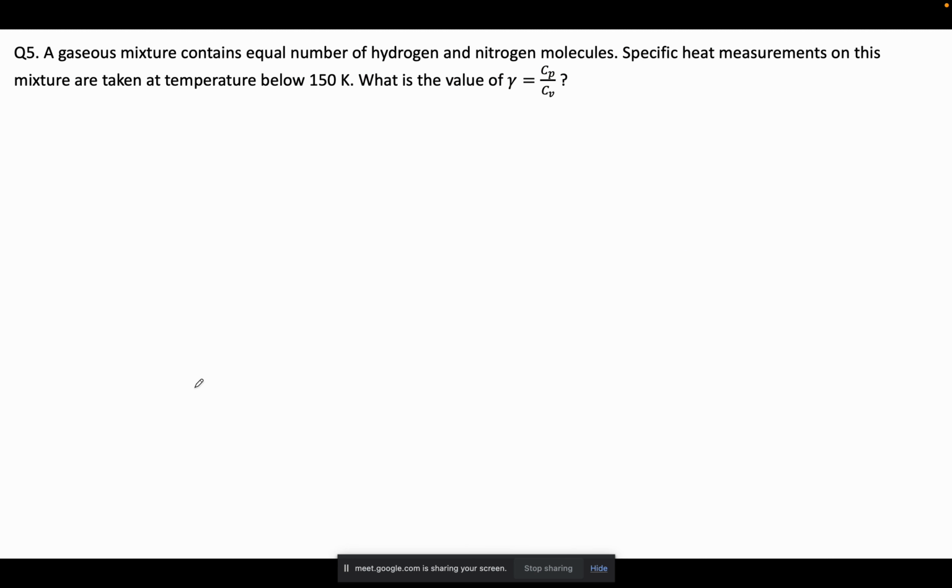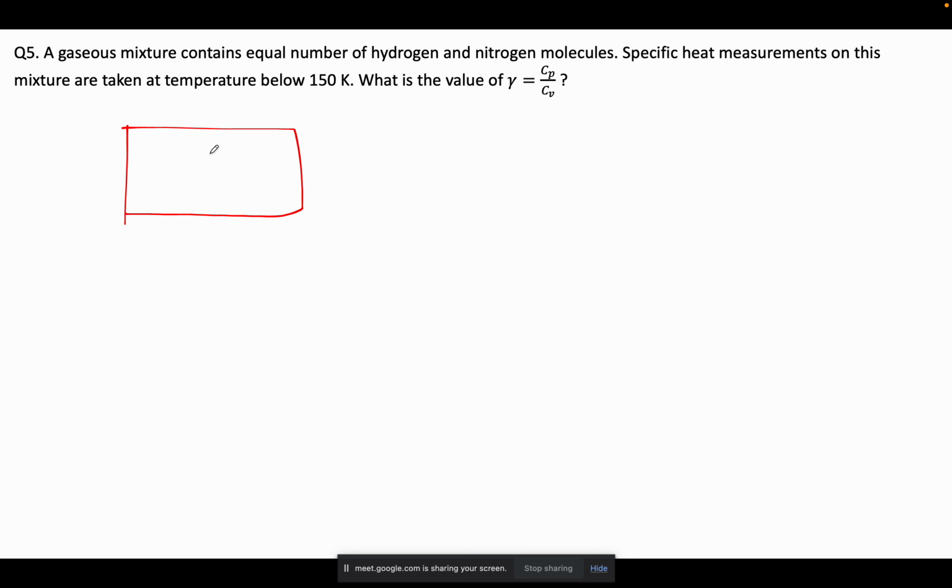Now let us move to gaseous mixture sums. A gaseous mixture contains equal numbers of hydrogen and nitrogen molecules. Specific heat measurements on this mixture are taken at temperatures below 150 Kelvin. What is the value of gamma? So you have to calculate the value of gamma for the mixture. Okay, there is a mixture.